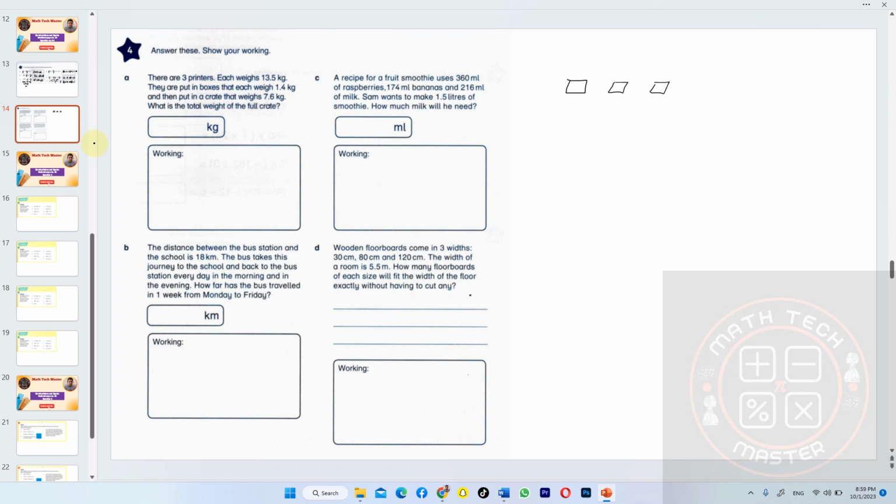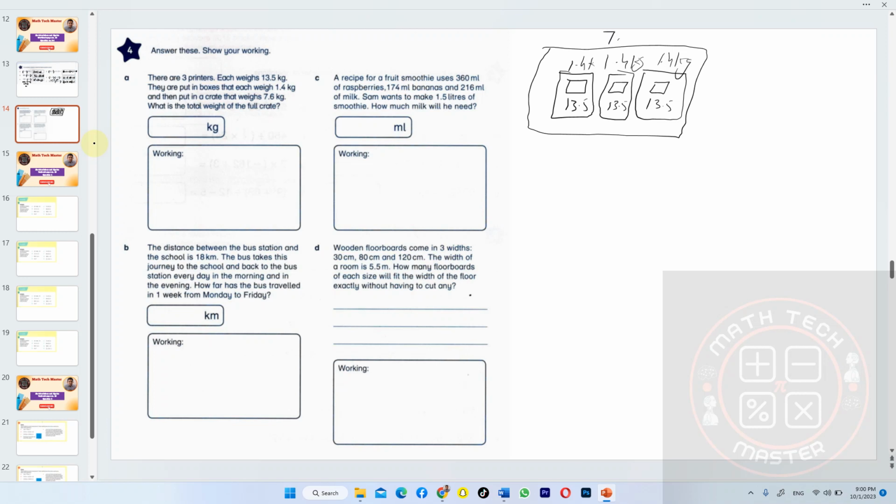Each weighs 13.5 kg. So each one has a weight of 13.5 kg. They are put in a box that each weighs 1.4 kg. So this will also be put in one box. Each will have 1.4 kg, 1.4 kg. Then they all are put in a crate of 7.6 kg.